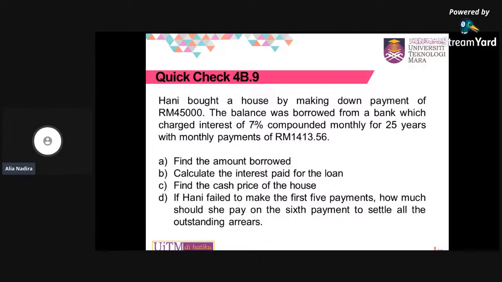Okay, so here this one is a bit different punya question sikit. Sebab dia ada some of the application problem. So Hani bought a house by making down payment. Okay, so dia ada down payment 45,000. Okay, down payment is bayaran muka lah. The balance was borrowed from a bank. Okay, dia pinjam kat sini. Borrow from a bank. So dia borrow buat loan. Charge of interest of 7%, compounded monthly payment. Okay, so this one is your R for 20 years. Okay, find the amount borrow. Okay, berapa amount dia borrow?